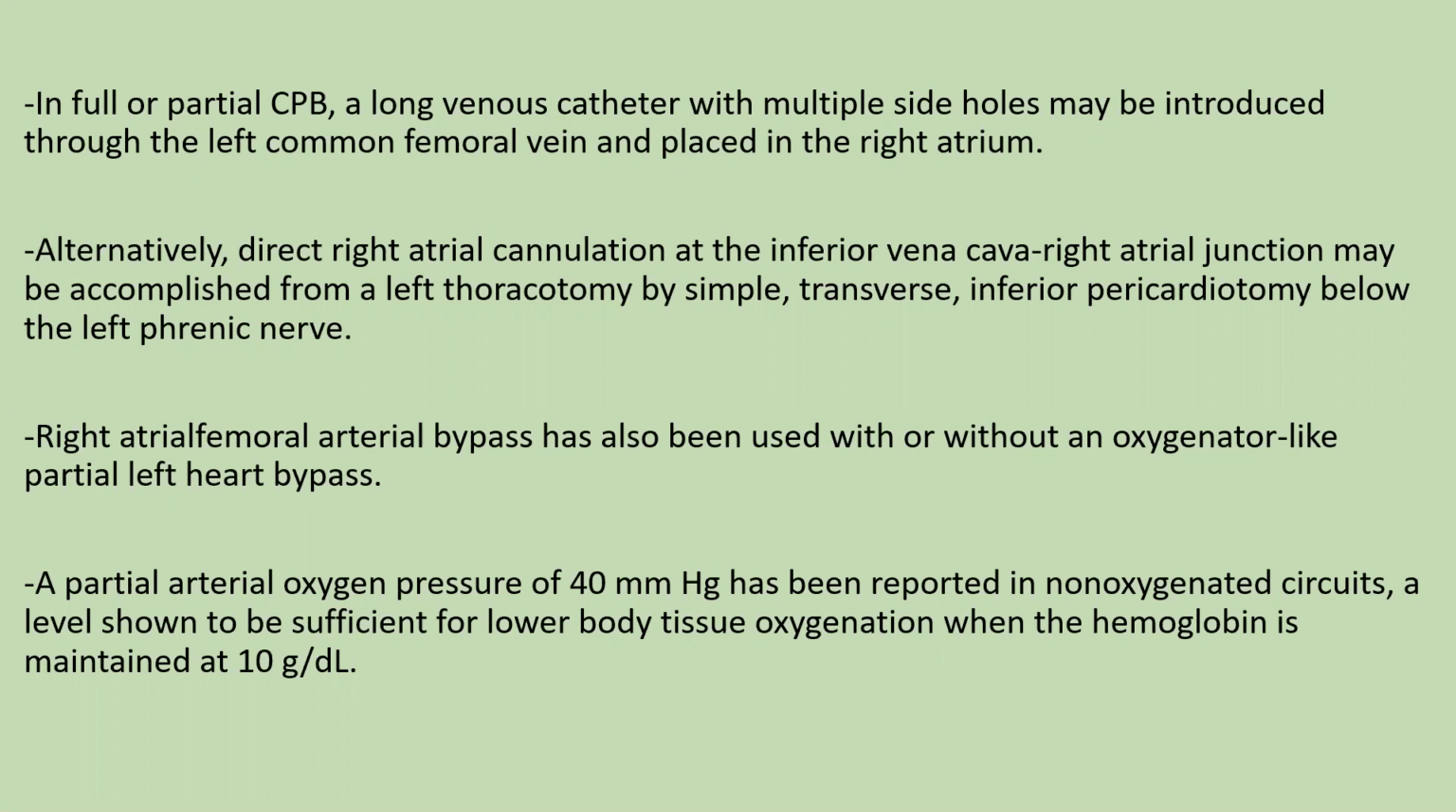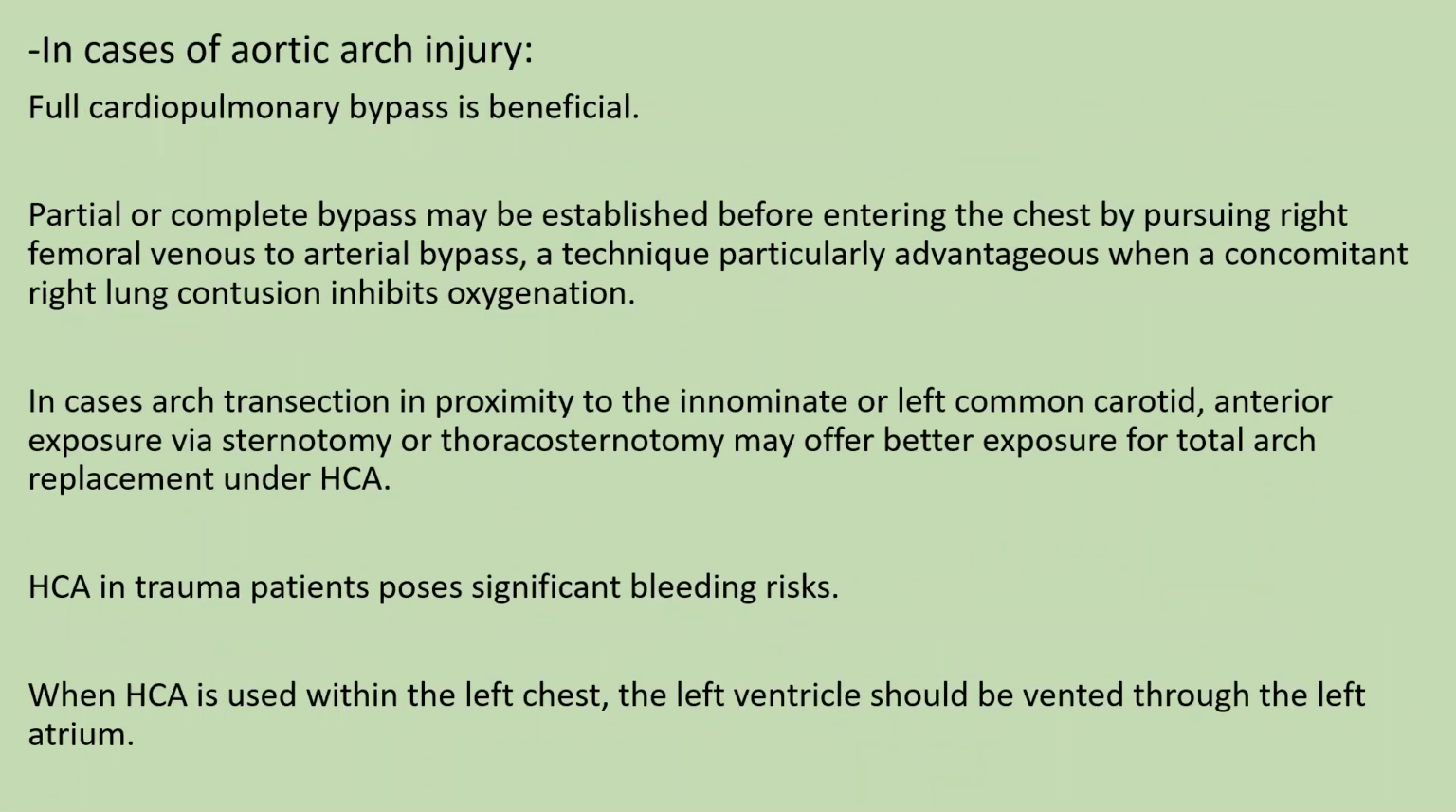A partial arterial oxygen pressure of 40 millimeters of mercury has been reported in non-oxygenated circuits, a level shown to be sufficient for lower body tissue oxygenation when the hemoglobin is 10. In cases of aortic arch injury, full bypass is beneficial. Partial or complete bypass may be established before entering the chest by cannulating the right femoral vein for venous to arterial bypass, a technique particularly advantageous when concomitant right lung contusion inhibits oxygenation.